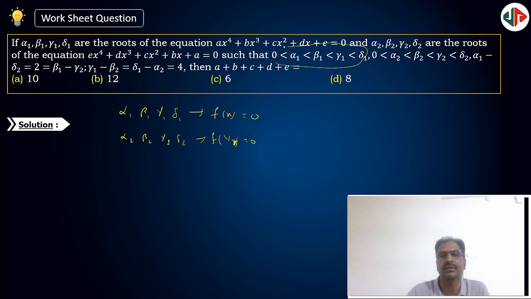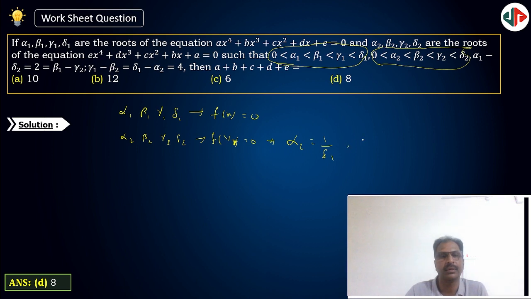Given the relation between alpha 1, beta 1, gamma 1, delta 1 like this, and the relation of alpha 2, beta 2, gamma 2, delta 2 like this, it means alpha 2 is nothing but 1 by delta 1, alpha 1 is nothing but 1 by delta 2, beta 1 is nothing but 1 by gamma 2, and beta 2 is nothing but 1 by gamma 1. So these are the conditions given indirectly.